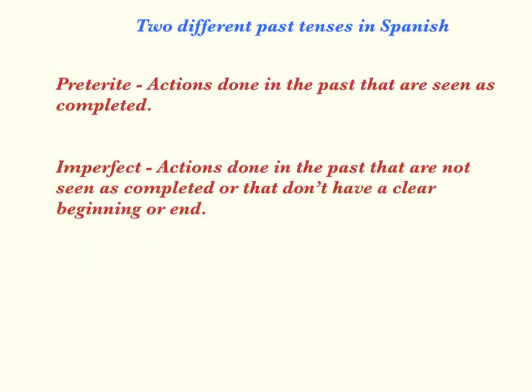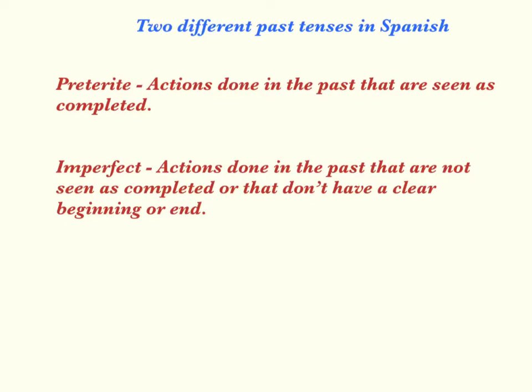So let's take a look at the two different past tenses in Spanish. And this is a very basic, brief understanding of what the two are. The first one is called the preterite. And the preterite is the one that we're studying in this video. And this refers to actions done in the past that are seen as completed. And that's the most important part of the preterite.